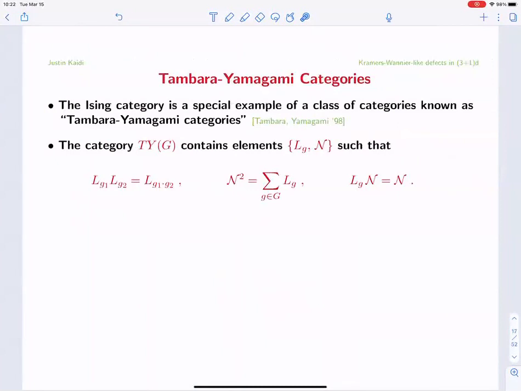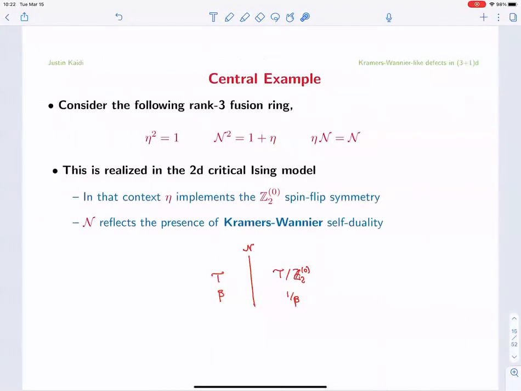Excuse me, may I ask a question? Yes. How do you see that N squared is 1 plus eta? Is there a simple argument? Sure. You mean from this picture here, for example? Yeah. Okay, that's a good question.